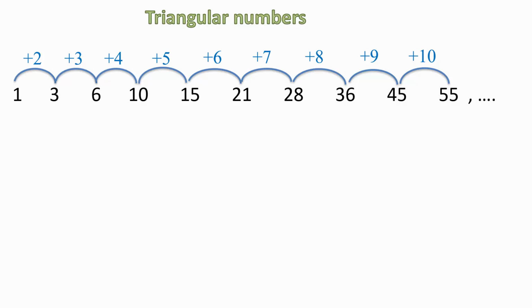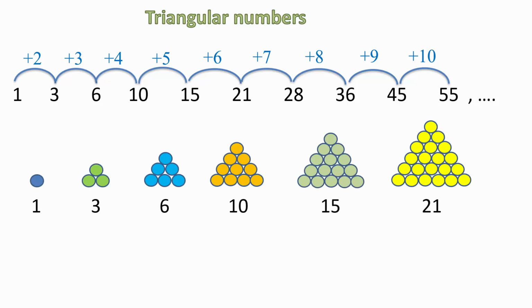Well, in fact, it is. Let's see that in a visual way. There we are. The first number, 1, we can just show using circles as one circle. The second term, 3, if we use 3 circles in the shape of a triangle, as you can see. The next one, 6, you need 6 circles, of course, to make that triangle shape, and so on.